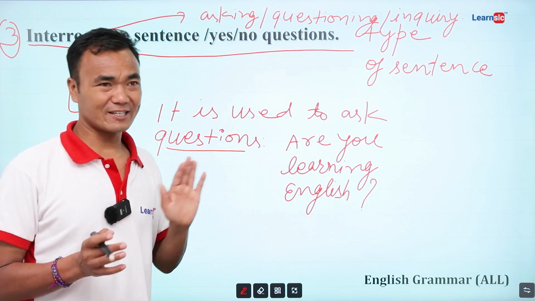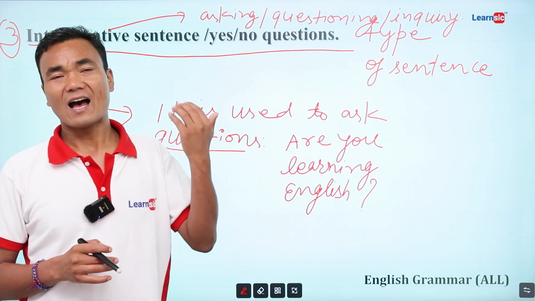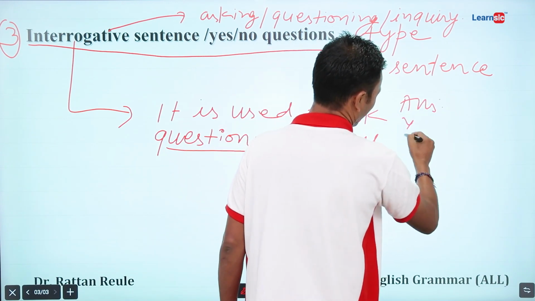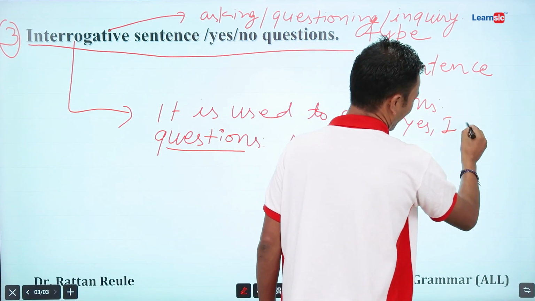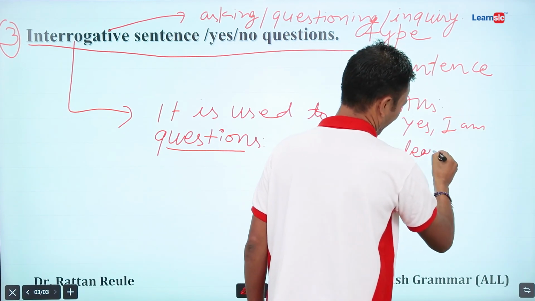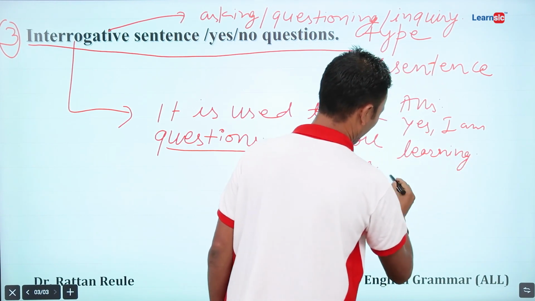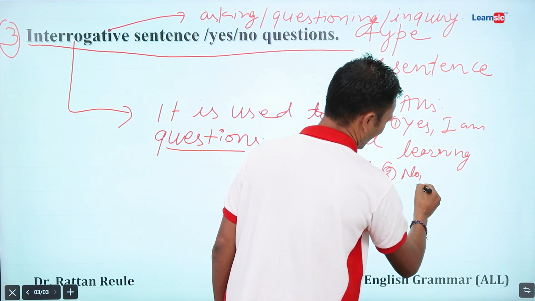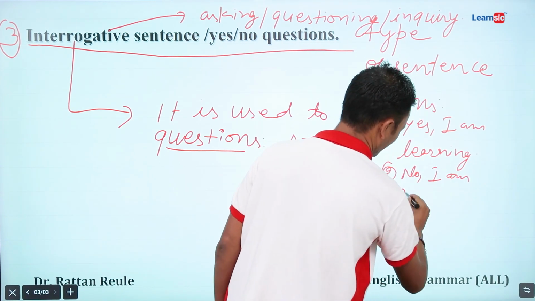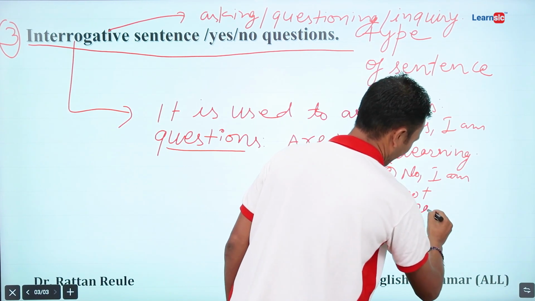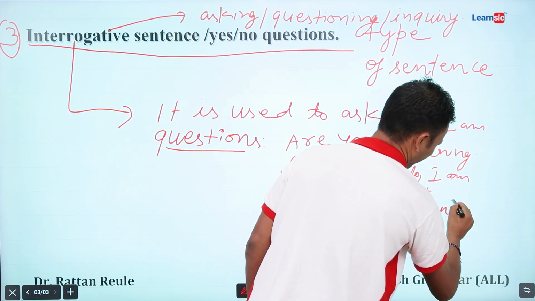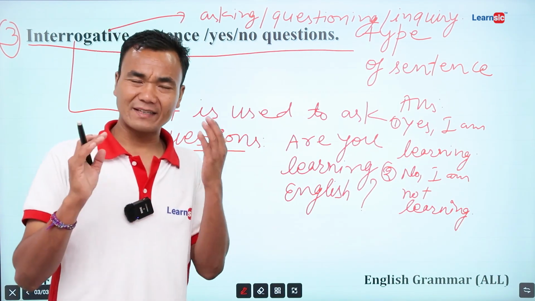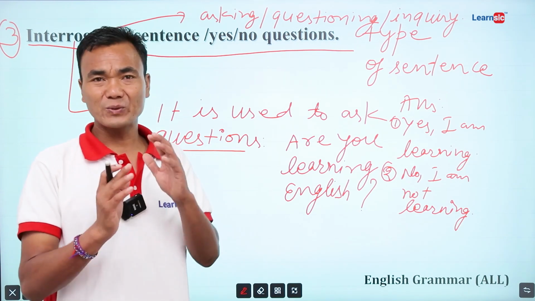So you can give the answer yes or no. If you are learning, you can say yes, I'm learning English. So the answer of this question is like this. In positive, yes, I'm learning. In negative, you can say it in another way: no, I'm not learning. I'm not learning. So see, very clearly now, I hope you have understood the two things.